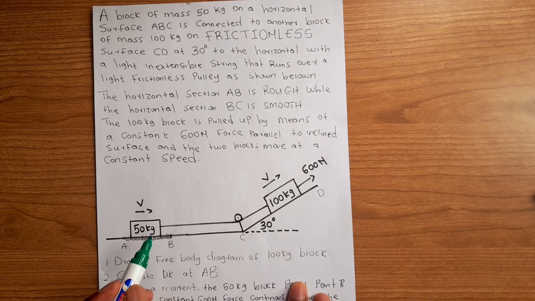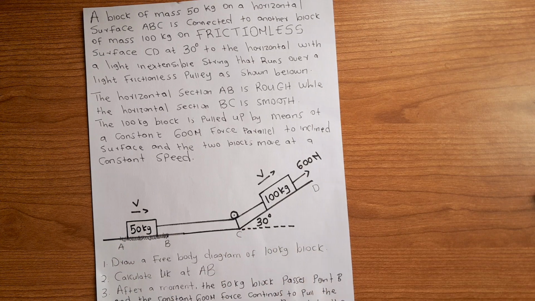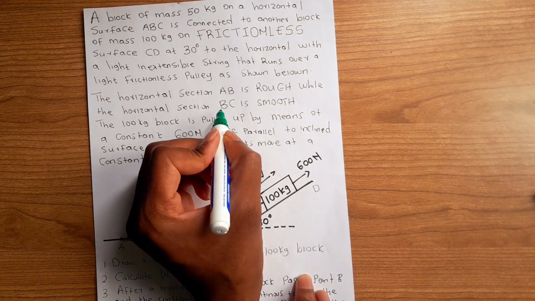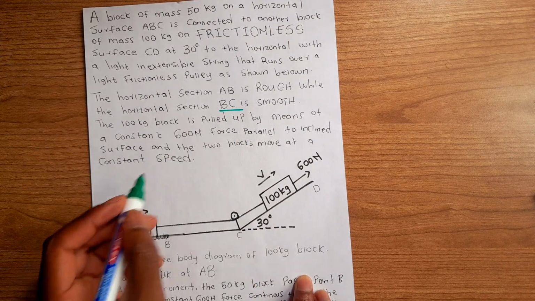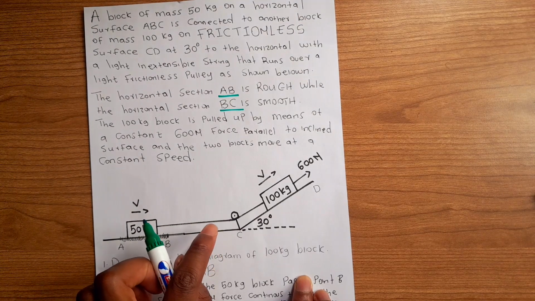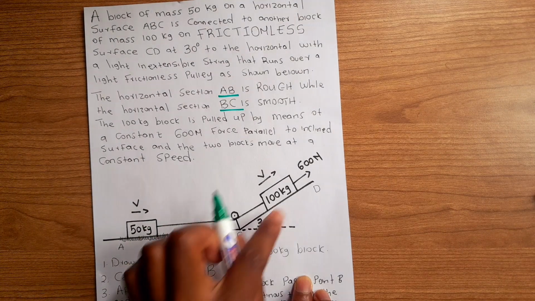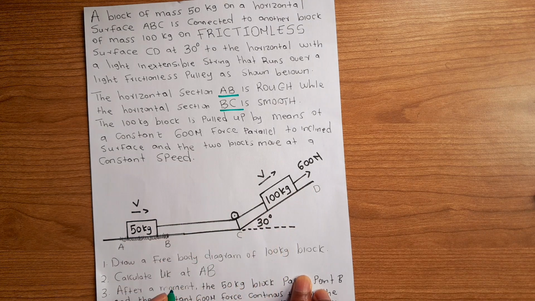What I realize is that this section AB actually has friction, but the sections C and D don't have friction, right? I feel like this one is more accurate. That's what they were stating here, that BC is smooth, AB is rough. What about CD? I believe CD is also smooth, right?